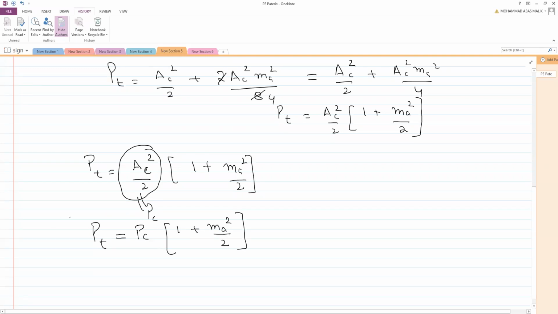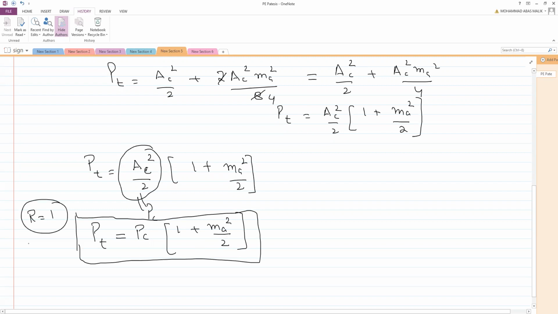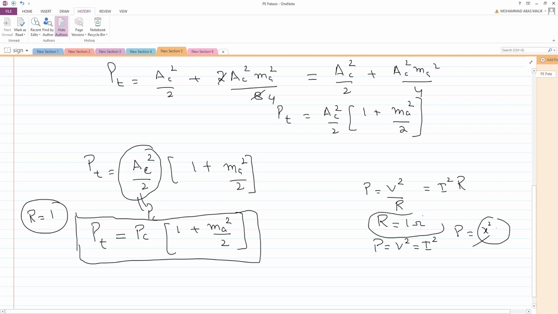This is your final value of the power, normalized power. Why normalized power? Because the resistance value is normalized to 1. Why? Because power is always equal to V square by R, or it's equal to I square by R. If you put the value of R equal to 1 ohm, then P will be V square or I square. Or you can say P is just equal to X square, meaning amplitude square. This is the normalized value of power because you have put R equal to 1. So this is the normalized power relation in case of AM.